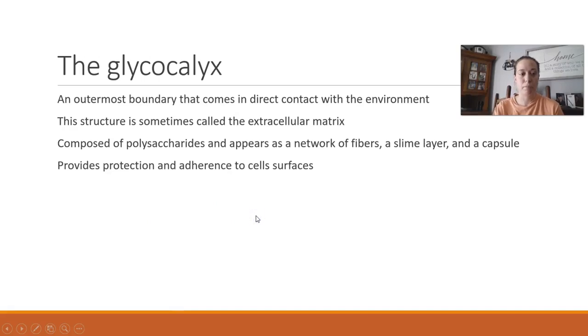All right, on to the glycocalyx. We know that it's the outermost boundary that comes in direct contact with the environment. The structure is sometimes called the extracellular matrix, and it's composed of polysaccharides and appears as network fibers, a slime layer, and a capsule. It provides protection and adherence to cell surfaces.